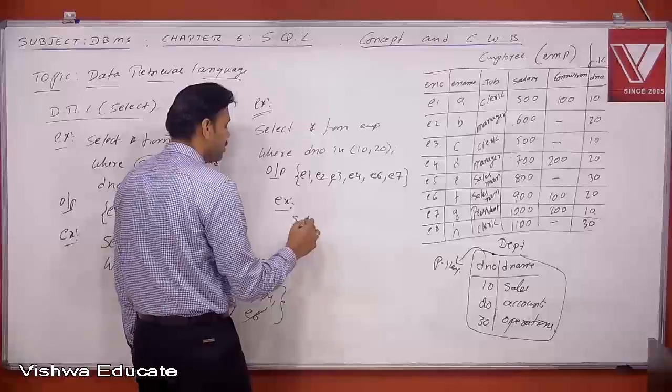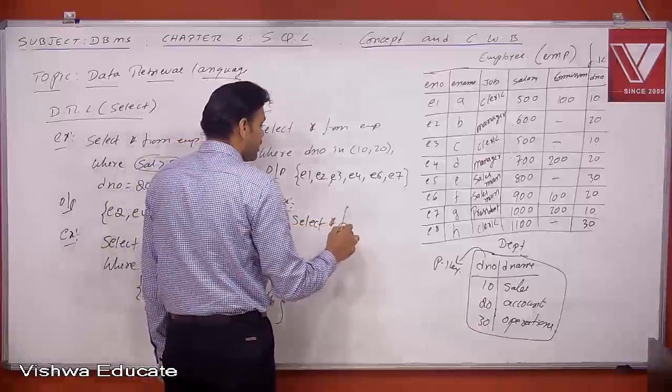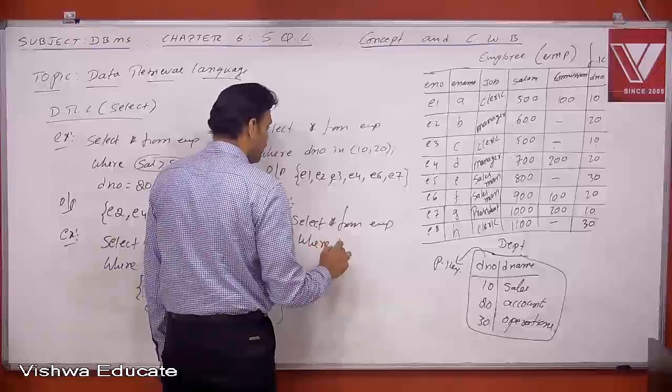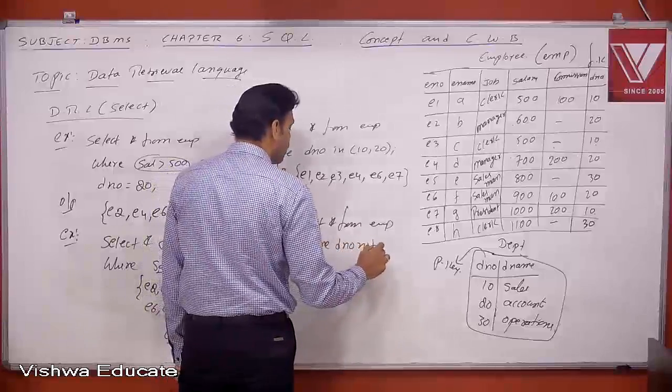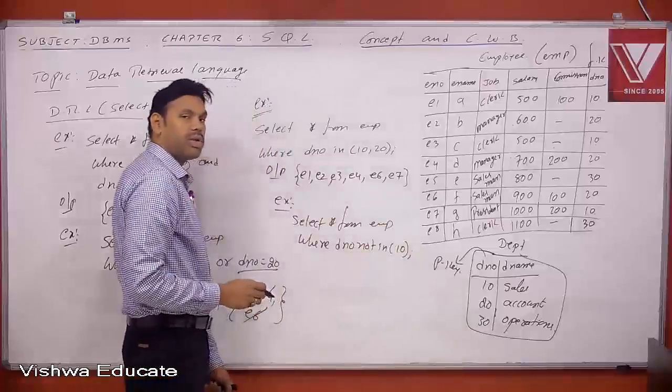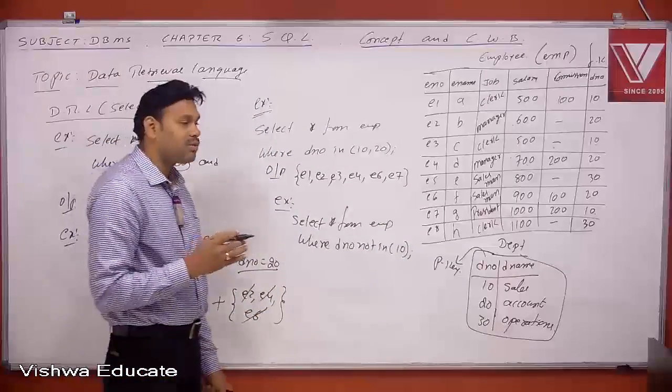If I am saying, for example, select asterisk from EMP where DNO not in 10. Not in 10 means you will get other departments apart from 10.